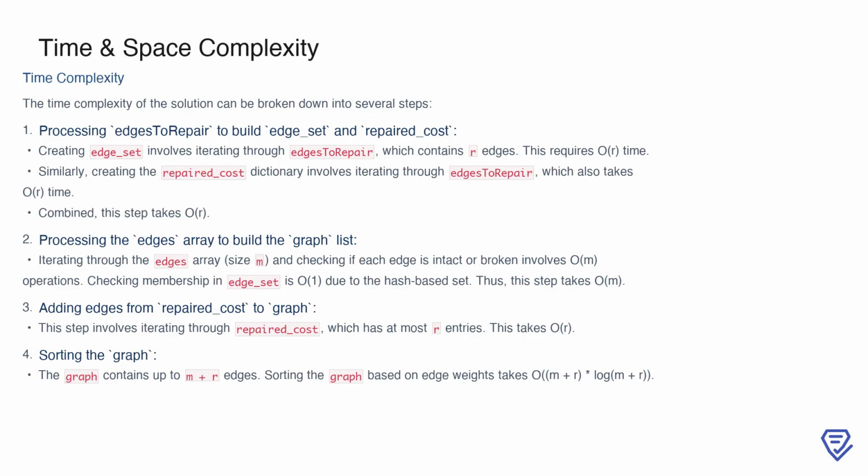After that, we add the edges from repaired_cost to the graph, which involves at most r entries, taking O(R) time. Finally, we sort the graph, which now contains up to m plus r edges. Sorting these edges based on their weights has a time complexity of O((M plus r) log (m plus r)). These steps give us a clear breakdown of the time complexity for the initial processing stages of the algorithm.